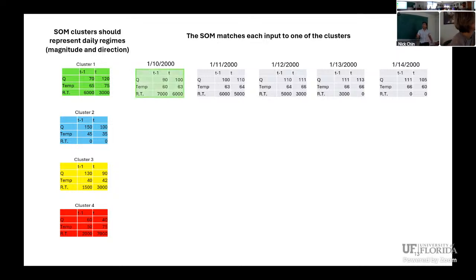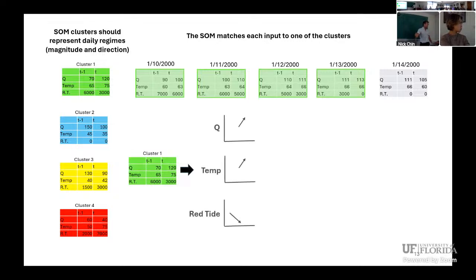So in other words, let's just take January 10th as a hypothetical example. You see the stream flow increasing, temperature is increasing, and you have this decline in red tide. Again, all hypothetical data, it's not real. And likewise, all these are going to get mapped to cluster 1. In other words, cluster 1 is a general recipe for what's going on in those 4 days. And what that cluster represents is this high but increasing stream flow, this high but increasing temperature, and this decline in red tide concentration.